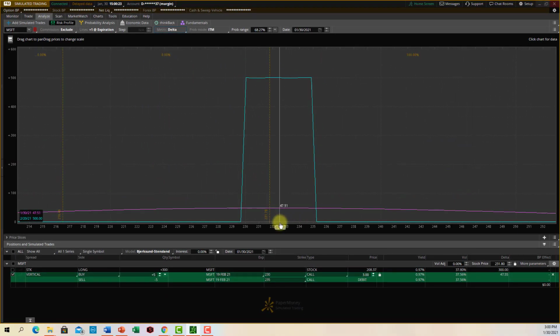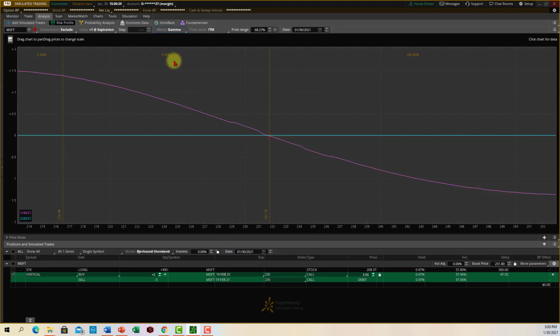Now what about gamma? What's our gamma going to look like? Come back up to your menu, choose gamma. There's your gamma curve. Notice that if the stock is up here at expiration, you have no gamma. Why? Because the position is expired. So if you're at delta 1, you've got 0 gamma, and if you've got delta 0, you've got 0 gamma. But today that's not true.